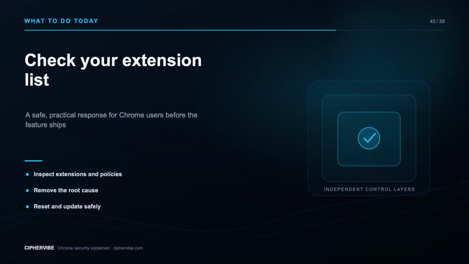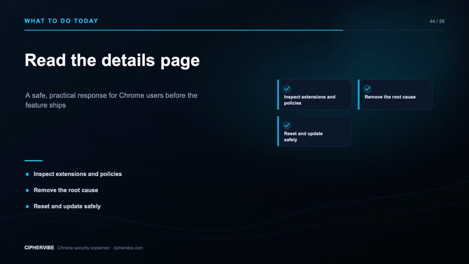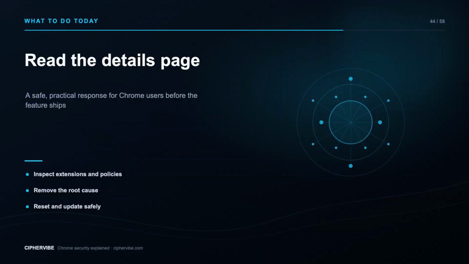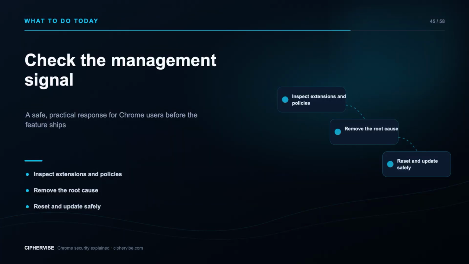Open chrome://extensions, enable no special developer settings, and review every extension you do not recognize. Look at requested permissions, site access, install source, and whether the extension is controlled by an organization. If Chrome says it is managed on a personal device, open chrome://policy and record the listed policies.